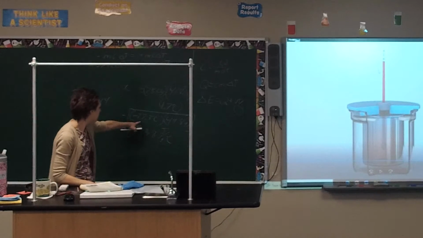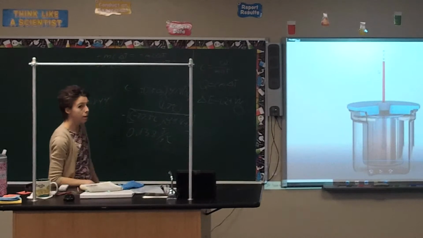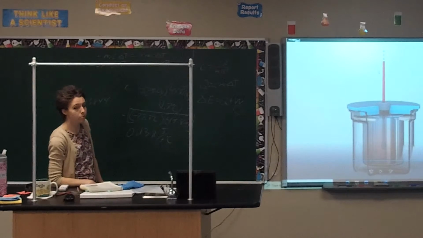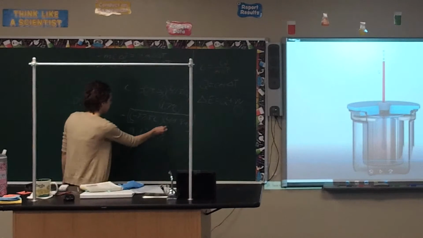Alright, and then 3 sig figs should be your answer for it. Now remember, for specific heat, it's joules per gram degrees Celsius. So make sure you write out your units that way. And that becomes the answer for it.